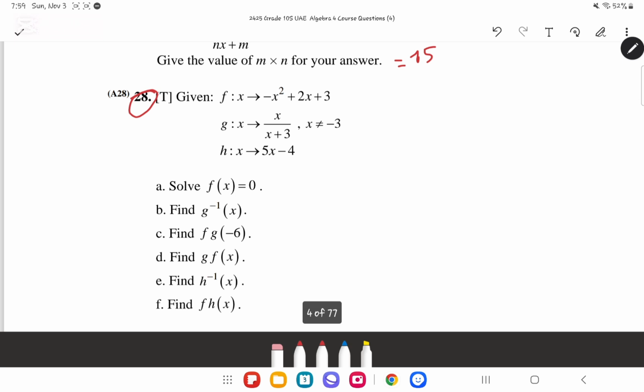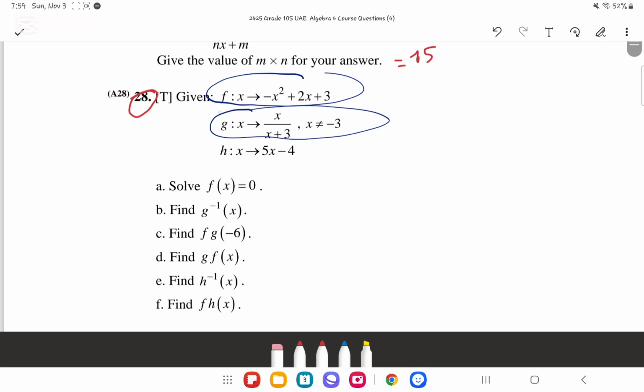Now we come to our first top question. They told us in our first top question that we have f(x) is -x² + 2x + 3, first function. Second function, g(x) is x over (x + 3) on the condition that x is different than -3. And then the final function is h(x) gives us 5x - 4.